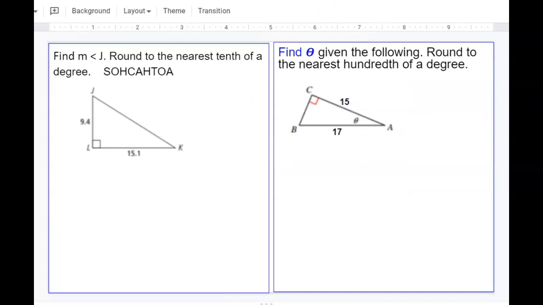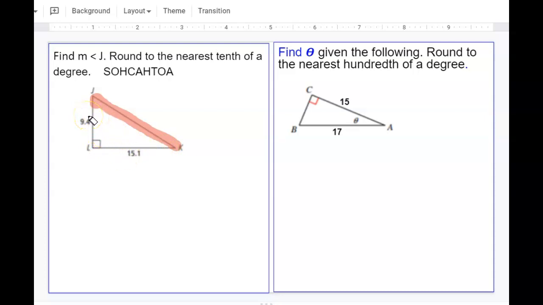So we are told, find the measure of angle J, round to the nearest tenth of a degree. Now, the first thing we realize here is you're dealing with a right angle because you have that little square there. This is our angle of reference. What information has been given to us? This would be your hypotenuse, the 9.4 is the adjacent side, and then the 15.1 is the opposite side. So you know the opposite side and the adjacent side.